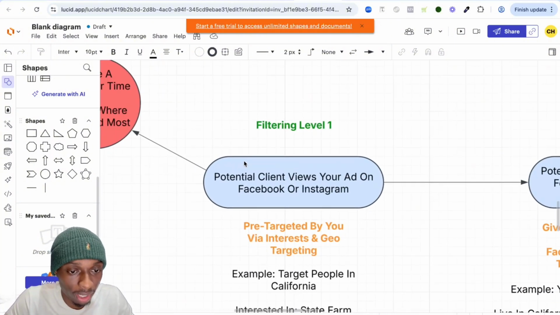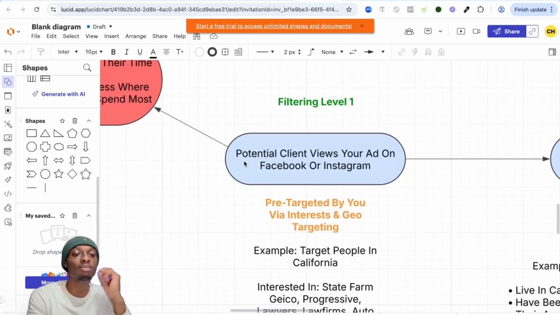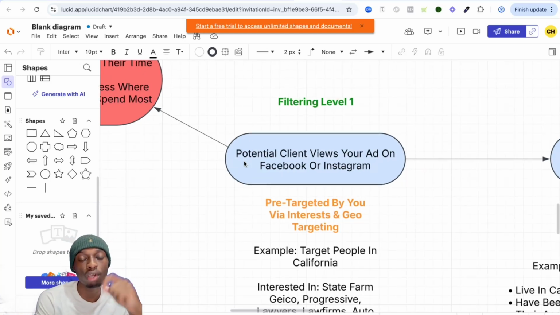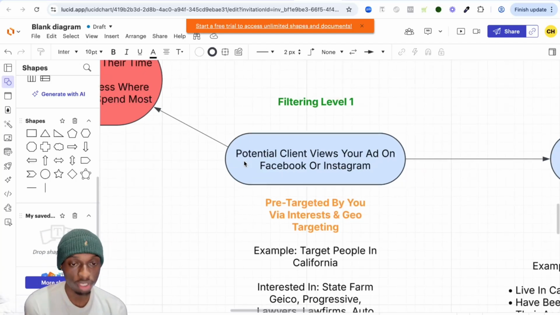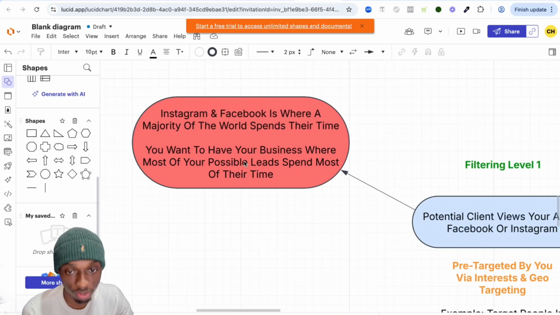So, filtering. I like to follow filtering levels. I like to filter as much as possible when it comes to marketing, Facebook ads, Instagram ads, all of those things. Filtering level one: a potential client views your ad on Instagram or Facebook. Why do I want Facebook and Instagram ads? Instagram and Facebook is where a majority of the world spends their time. You want to have your business where most of your possible leads spend most of their time.